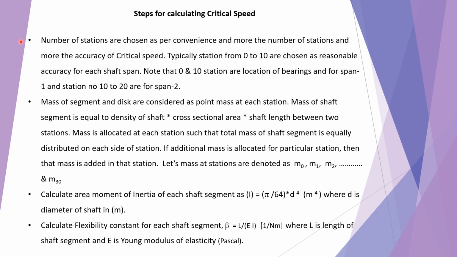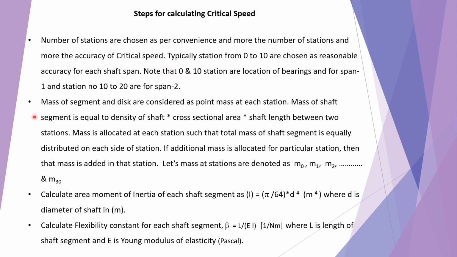Please note, by mistake it is written that 10 and 20 are locations of bearing for span 1. This is wrong. In fact, 0 to 10 is for span 1, 10 to 20 is span 2, and 20 to 30 is span 3. Bearing locations are 10 and 20. So you can correct this statement.